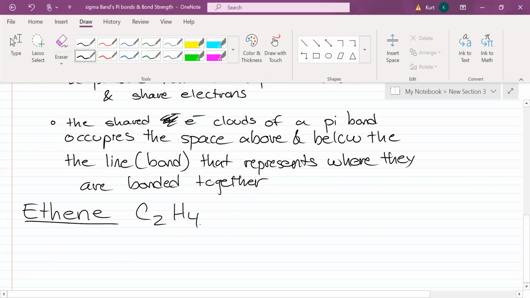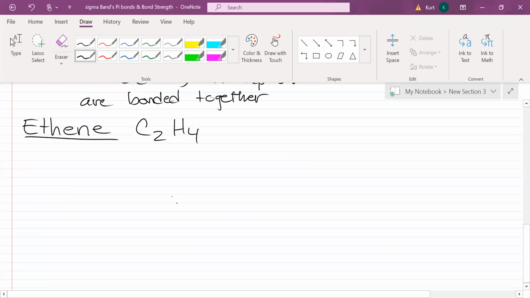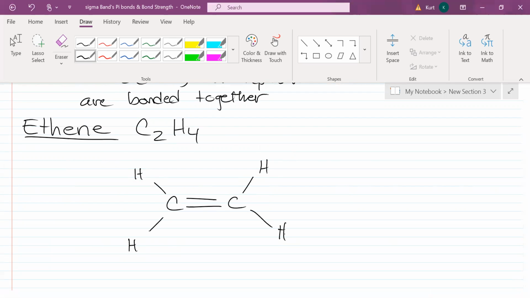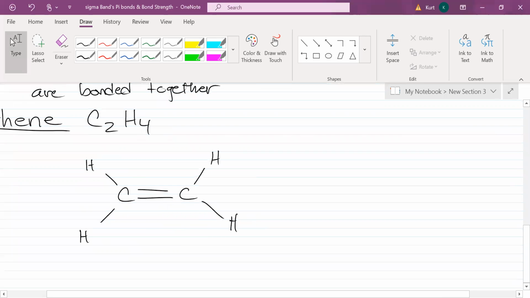Okay, ethene, C2H4. It looks like this. So that's just the dot structure. That's something that you can do in class tomorrow. If I were to ask you guys to draw the molecule ethene, C2H4, that is what I would be hopeful that you all could come up with. So here's how this looks when we're talking about pi bonds and sigma bonds, okay?